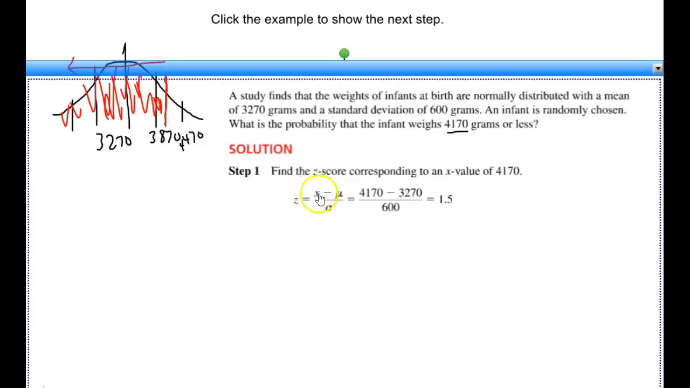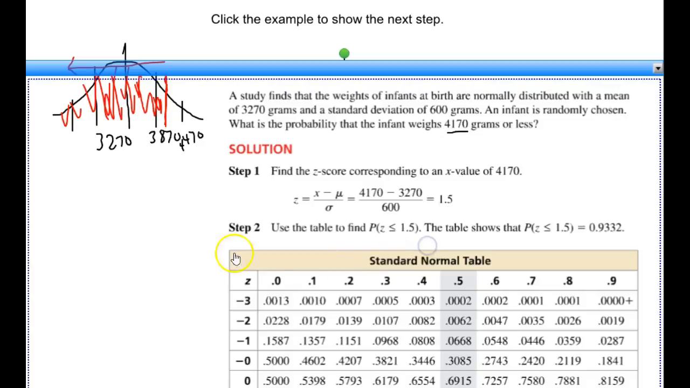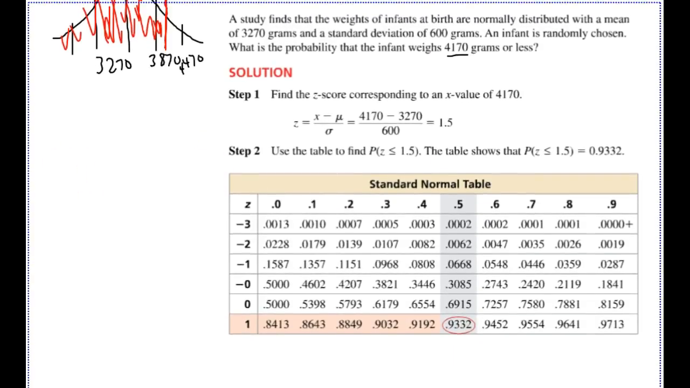In order to do that, I take that value that I'm given, my x of 4170, and I subtract the mean, and then I divide by the standard deviation, by my sigma. So my z-score for this data piece is 1.5. Now I can use my table. I'm looking for the probability that z is less than or equal to 1.5 because I'm looking at everything lower than this. So I find on my table my 1 and 0.5 meet, so the probability that the baby selected weighs 4170 grams or less is 0.9332.